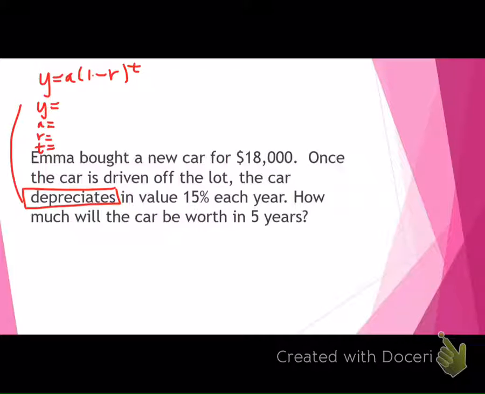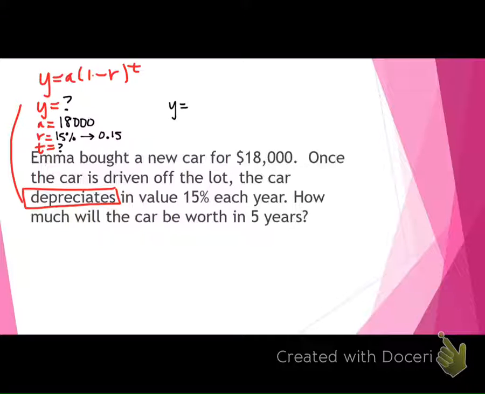Do we know the final amount, Cassie? No. Josh, what is our starting value? 18,000. RC, what is our rate? And how do you write that as a decimal? Yep. And we don't know the time yet, so we are going to leave that out. So we have y equals 18,000 times 1 minus 0.15 to the t power.